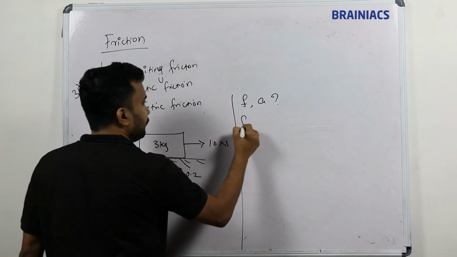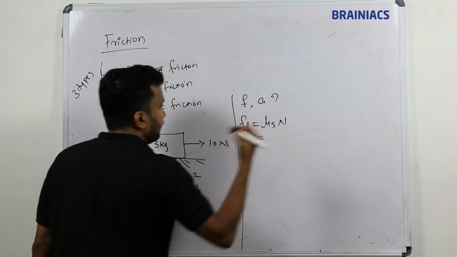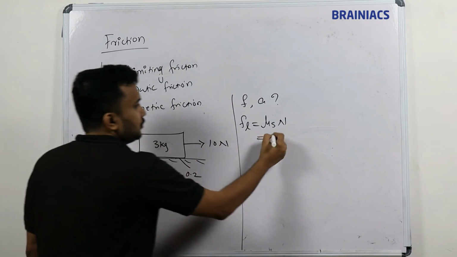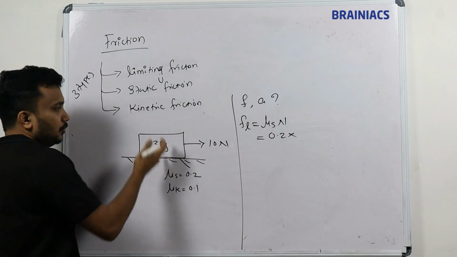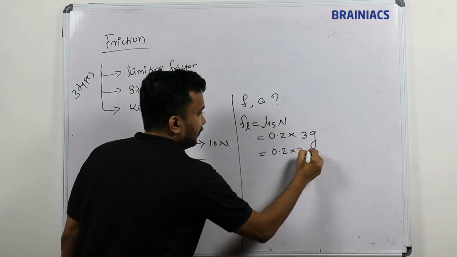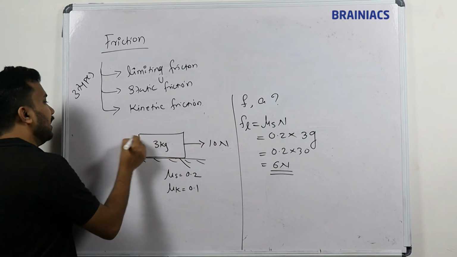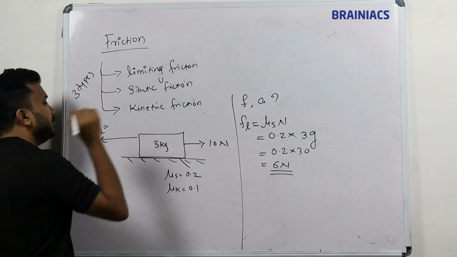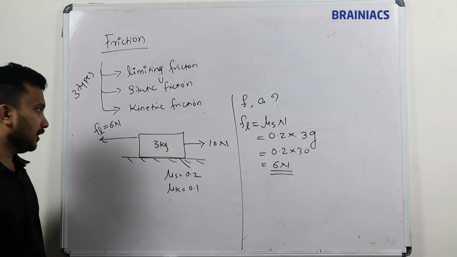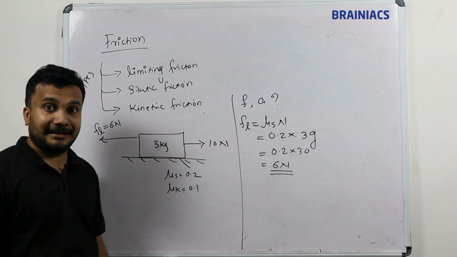Our first aim in this kind of question is to identify the maximum value of friction. So I'm going to find out the limiting friction value. Limiting friction will be equal to mu s into N. What is mu s? It is 0.2. Normal reaction N equals mg, so it is 3g. So 0.2 into 30 is equal to how much? 6 Newton. So now I know I am actually getting the limiting friction, not the static friction. So the limiting friction value is equal to 6 Newton. Now I know 6 Newton is less than 10 Newton.